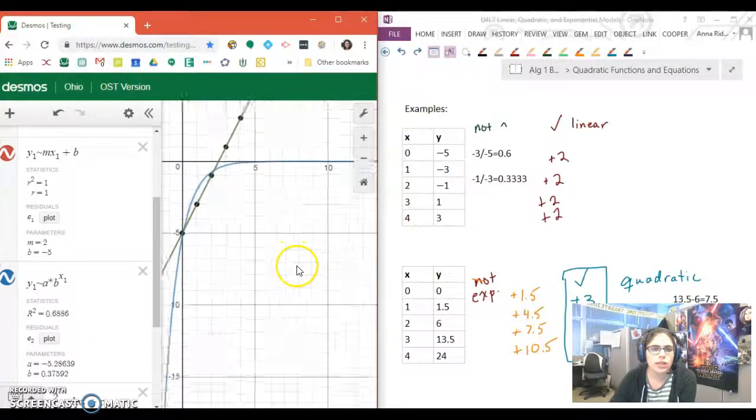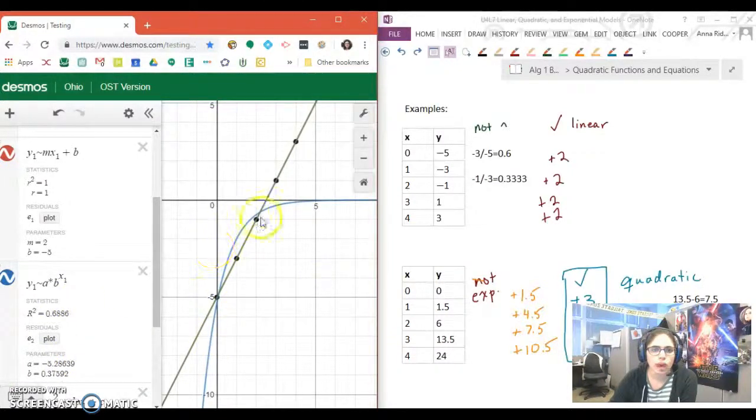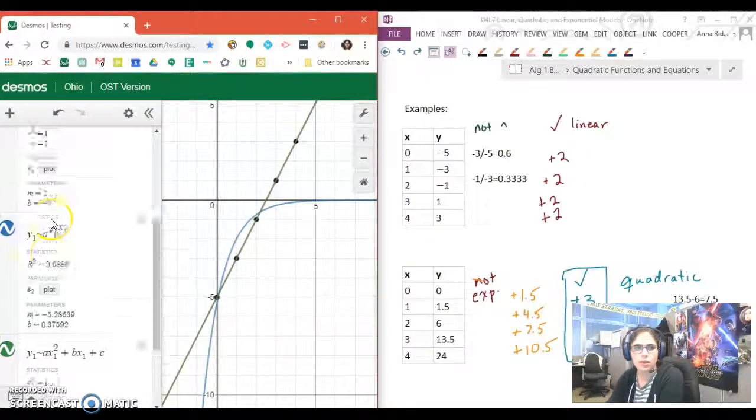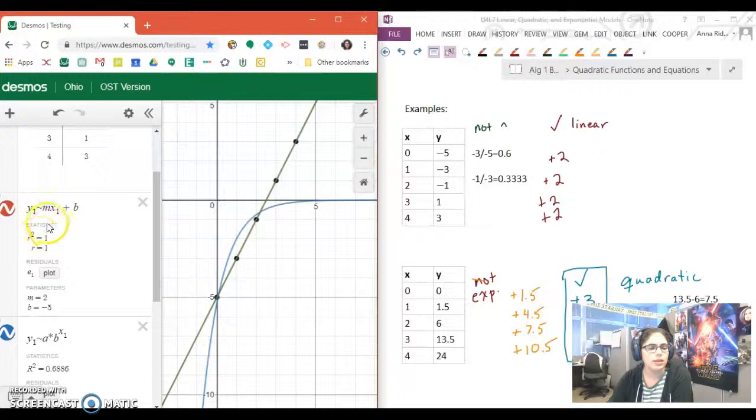So if you see this blue graph here that's trying to make it an exponential, it doesn't quite work. It's not going through the points. This one cheats by making that one equal to 0. I did not anticipate that. But this one tells you that our r is equal to 1. R is the correlation coefficient, and that tells you how well your line matches the data.